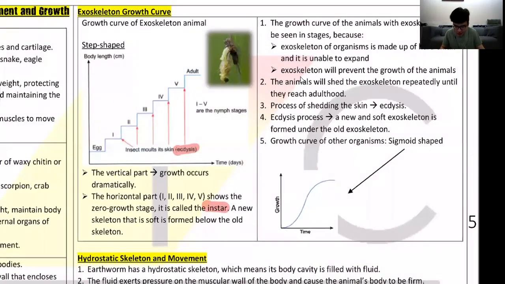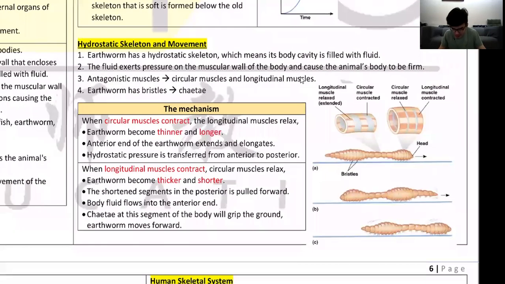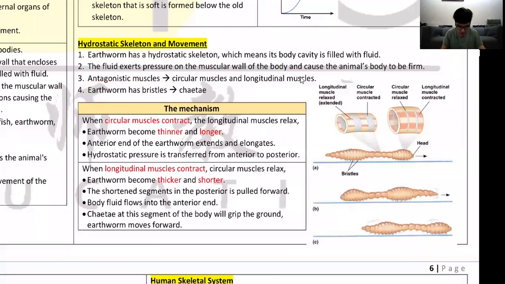You have to know why they can't grow smoothly: because they have a hard outer shell, a hard exoskeleton. All right, next, hydrostatic skeleton and movement. This is your worm. This is also very important. The key point here is your antagonistic muscle. Worms have two muscles and they work antagonistically. What does it mean? It means they fight each other.